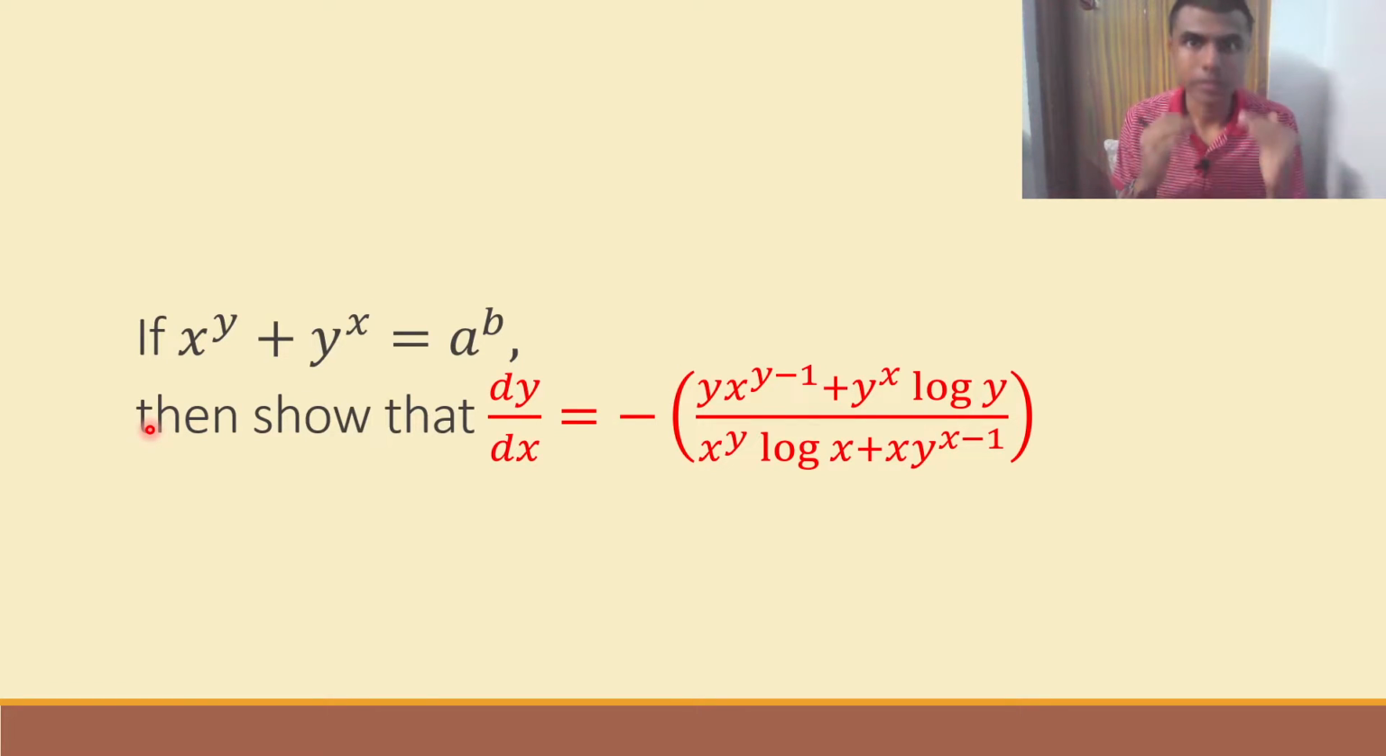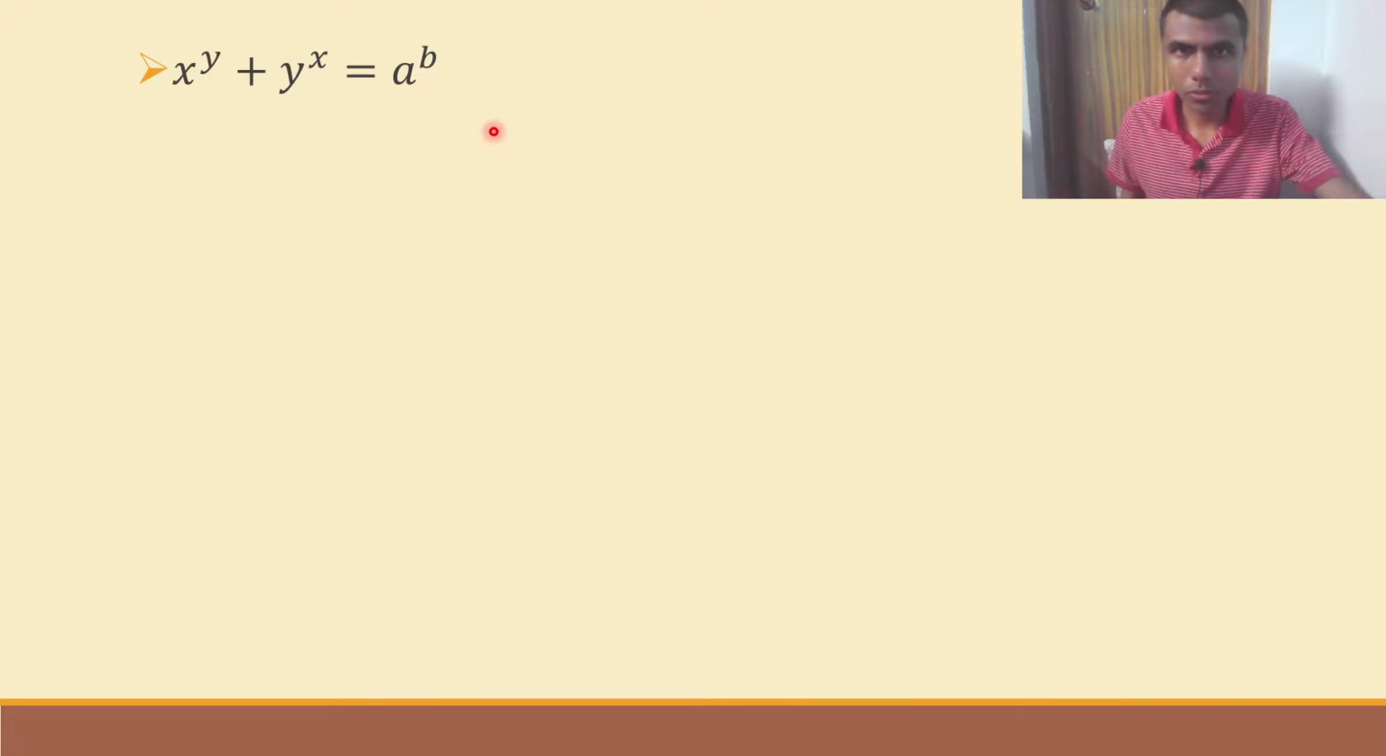Now let us see how to solve this given question. We are given that x power y plus y power x is equal to a power b, and we need to show that dy by dx is this. Now how am I going to do it? Please stay with me. This is what we are given: x power y plus y power x is equal to a power b.